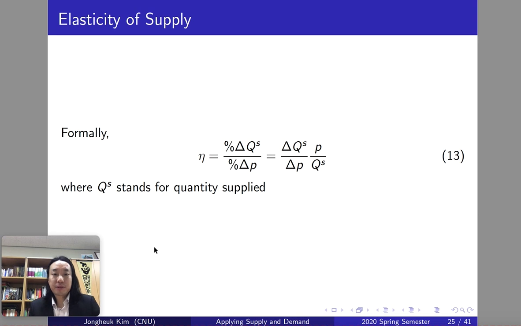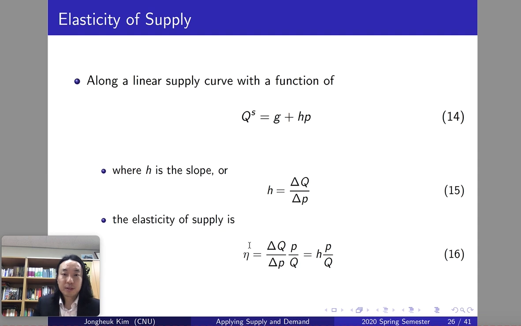The last one, price elasticity of supply. It is defined by eta, another Greek letter. So the same, but now it's different. It is not the quantity demanded, it is quantity supplied. So percent change of quantity supplied over percent change of price is the definition of the price elasticity of supply. Okay, nothing special, just easy.